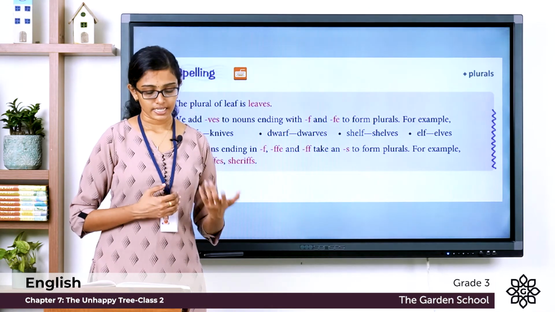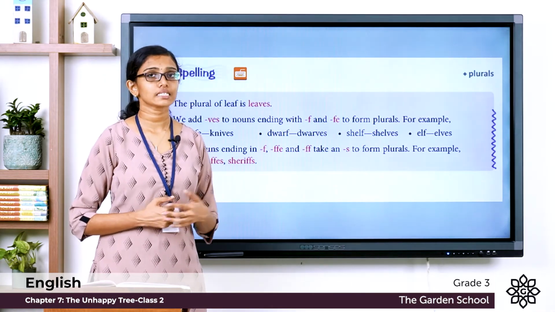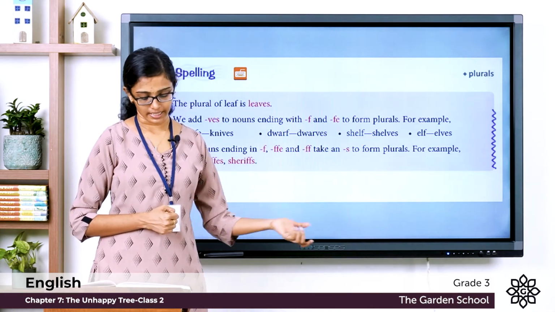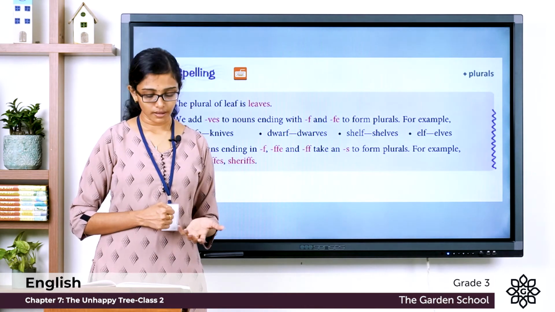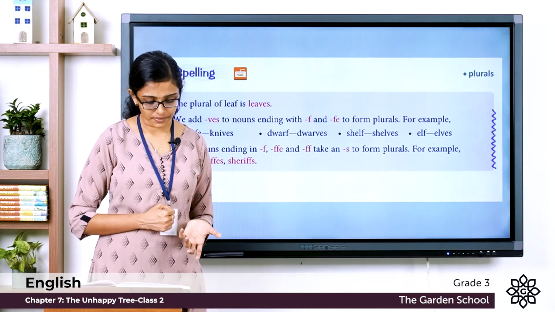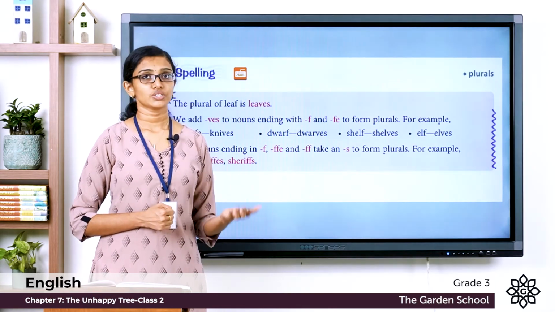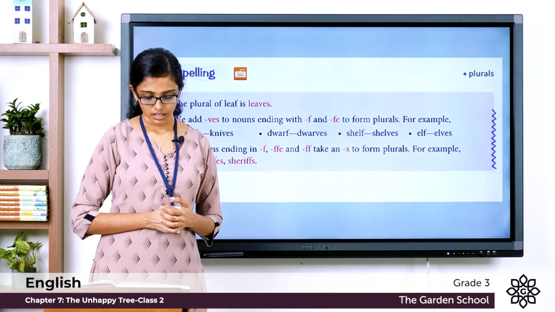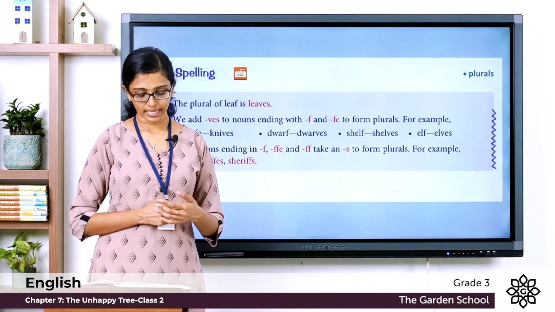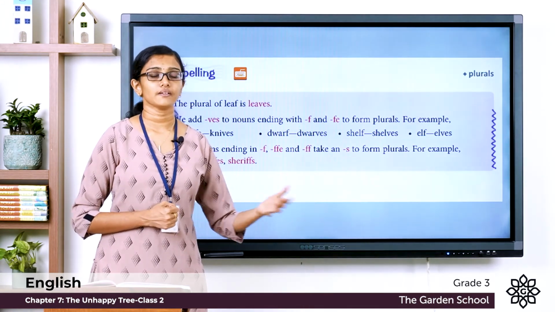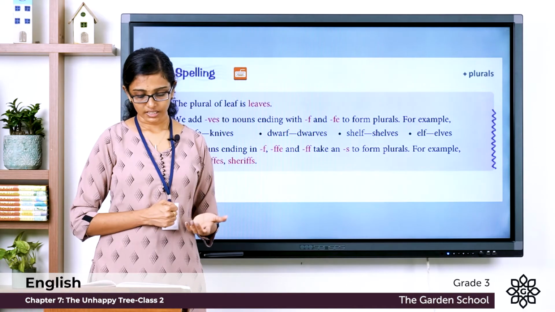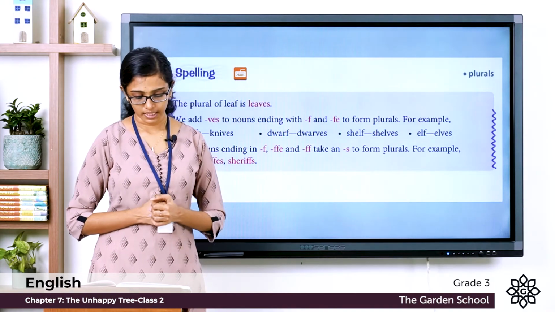The plural is knives, where FE is replaced with VES. The next is dwarf, plural is dwarfs. F is replaced with VES. Then shelf, shelves. F is replaced with VES again. Then elf, elves. The last letter F is replaced with VES.